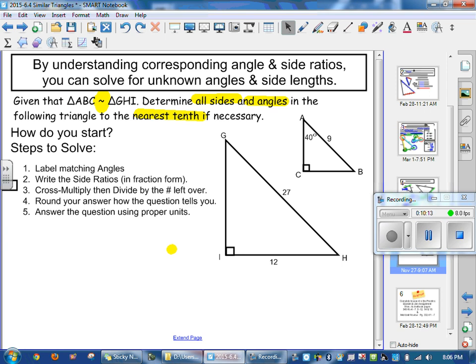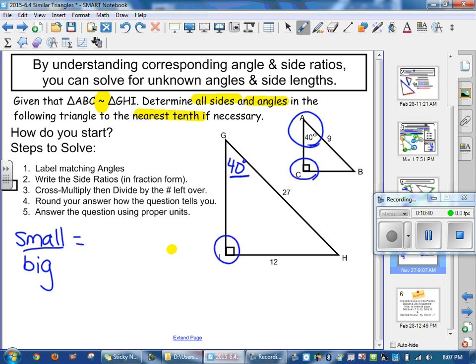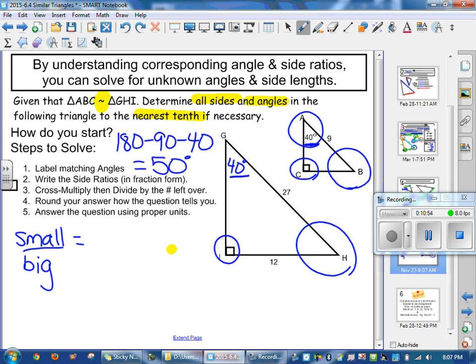So I like doing small over big, so I'm going to put small over big and start writing my matching ratios. So I know that this guy's 40 on top, so this guy will be 40 on the bottom. And I know that all triangles must add up to how much? 180 degrees. So if I know two of the angles, I know this guy down here means 90, and I have a 40 on top, I can easily figure out the missing angles. Those missing angles, I will take 180, subtract my 90, and subtract my 40. That's going to give me 50 degrees for my missing angle. So I know angle H is 50 degrees, and so is angle B. Because remember, if they're similar triangles, which they say they are, that means their angles have to be identical.